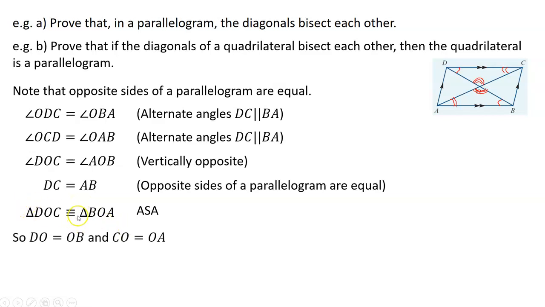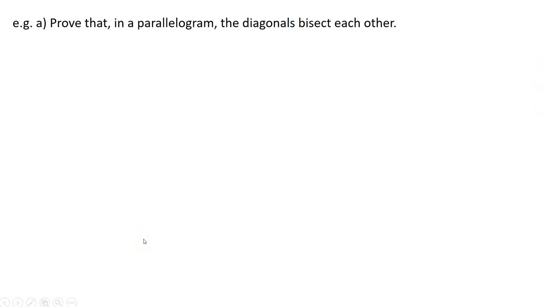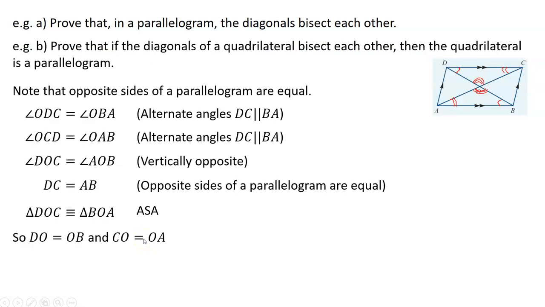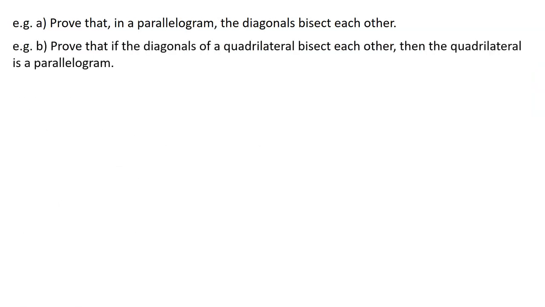So if these two triangles are congruent to each other, then I know that DO is equal to OB and that CO is equal to OA. Therefore, the diagonals bisect each other. Okay, part B. If the diagonals of a quadrilateral bisect each other, then the quadrilateral is a parallelogram.